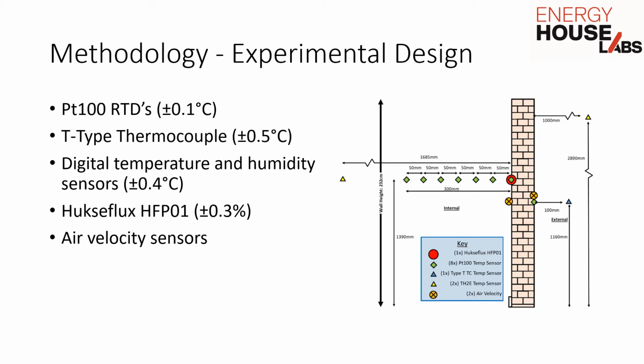Internally, the equipment consisted of 7 PT100 temperature sensors spanning from the wall surface to a distance of 300mm at 50mm intervals, 1 heat flux plate, 1 anemometer, and 1 digital temperature sensor at the centre of the room. Externally, there is 1 anemometer, 1 PT100 temperature sensor at the wall surface, 1 Type T thermocouple 100mm from the wall, and 1 digital temperature sensor located 1 metre from the wall, similar to using a single weather station in the field. It should be noted all PT100s were calibrated to 0.1 degree accuracy in a UKAS accredited laboratory.